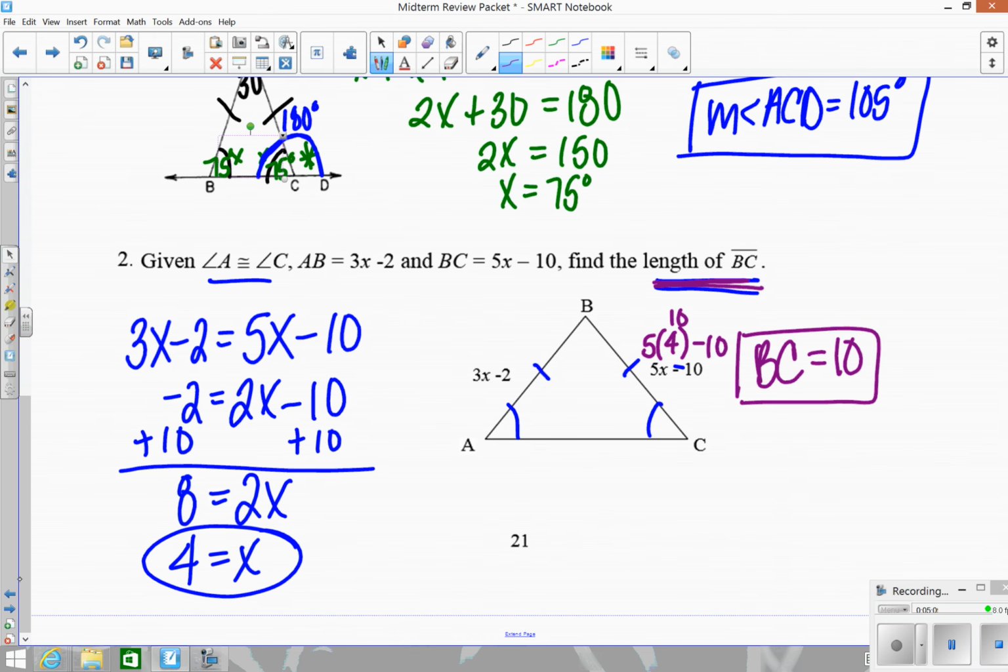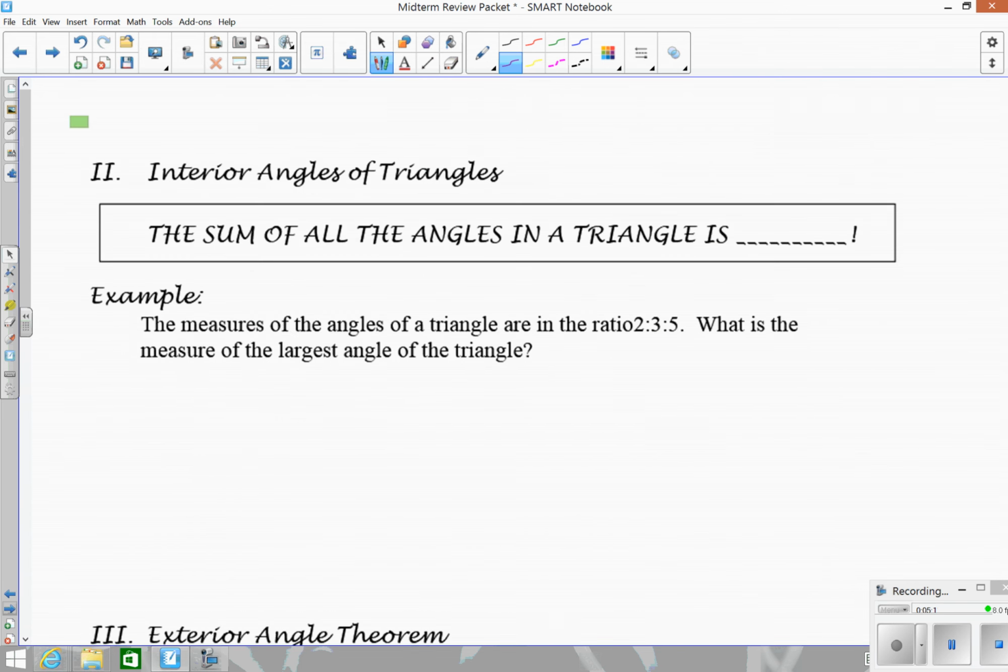side BC. The next thing that we looked at when we talked about triangles is the sum of the interior angles. So we know that the sum of the interior angles of a triangle is always 180. So all three angles have to add up to 180.